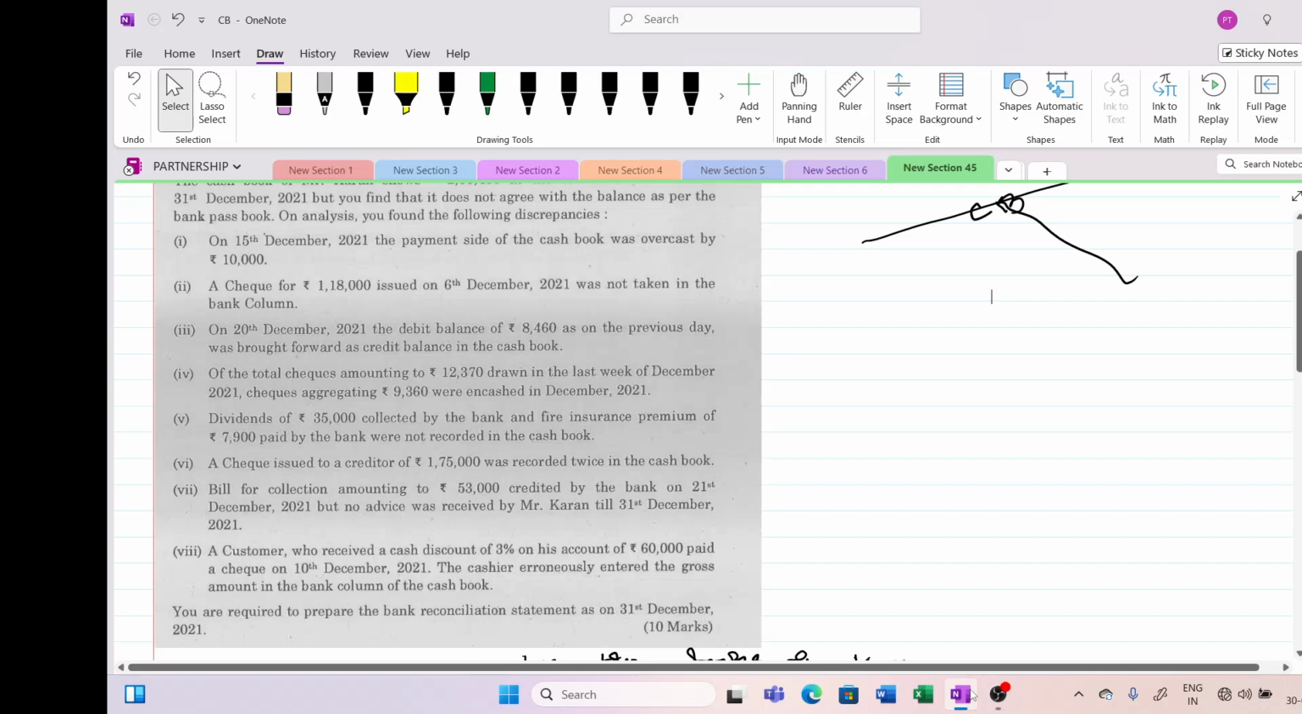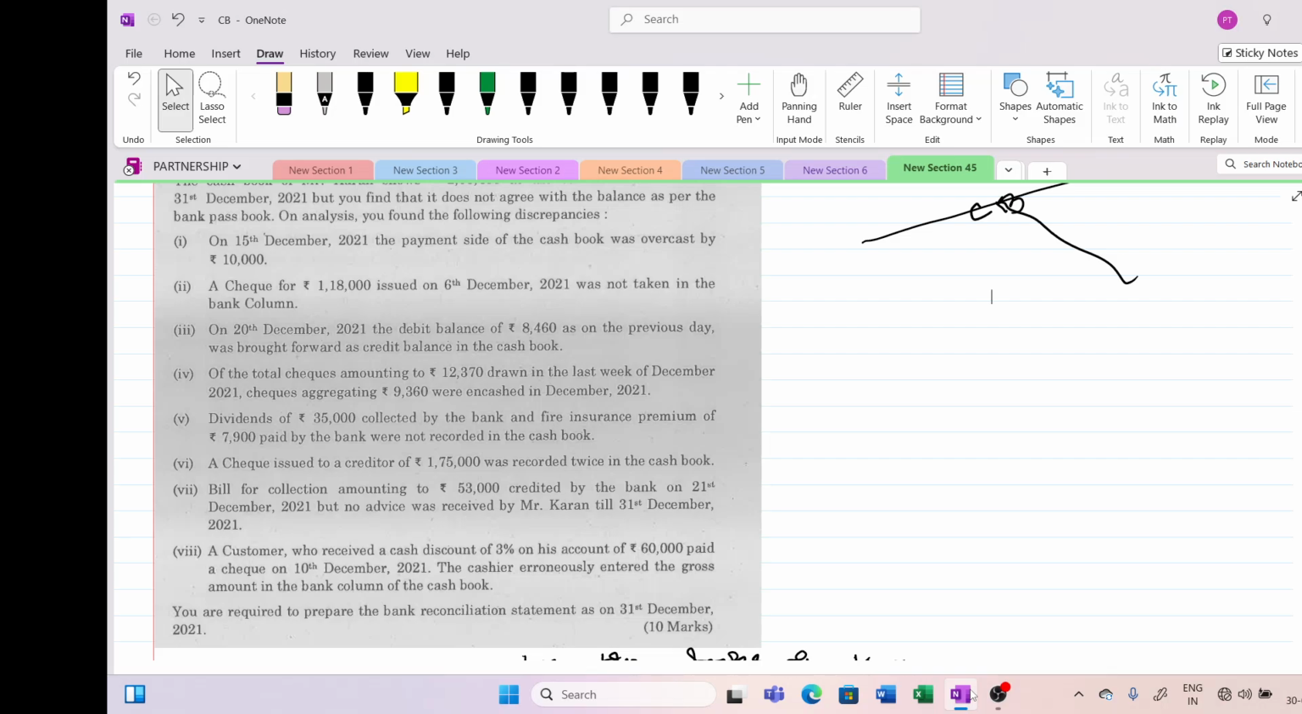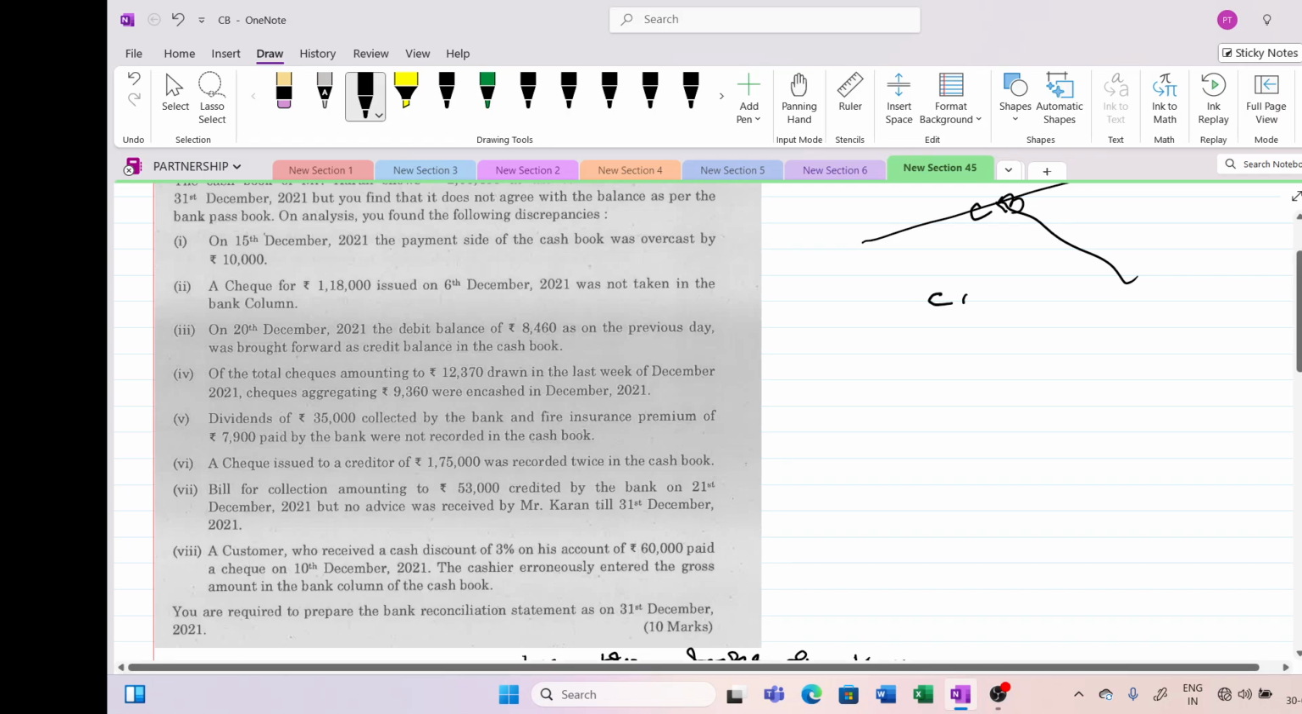Today we are going to see question number 2A of December 2022 for 10 marks. It's a bank reconciliation statement. They have given the balance as per cash book. Before getting into that, you should understand one thing.